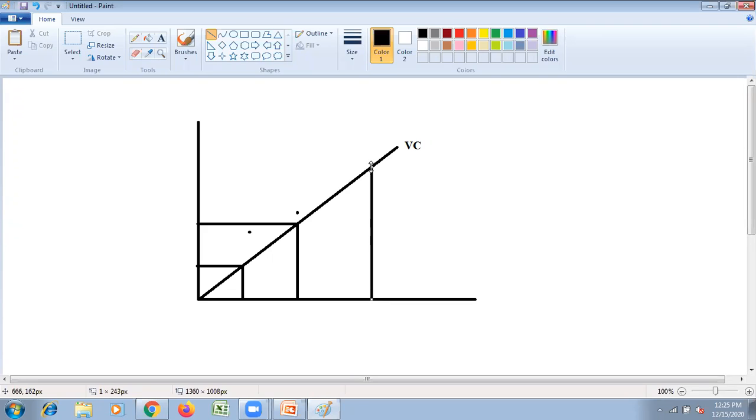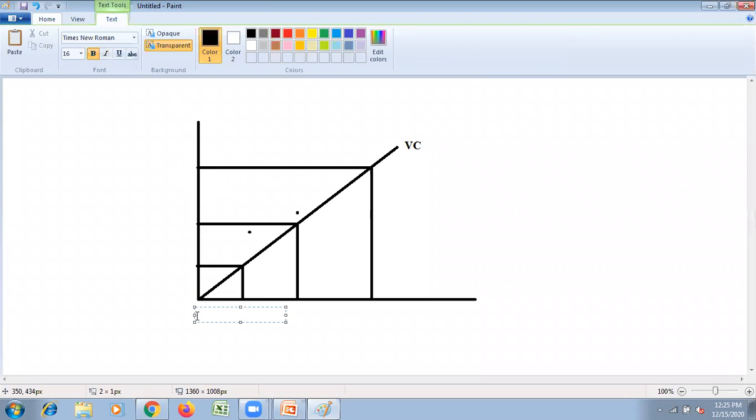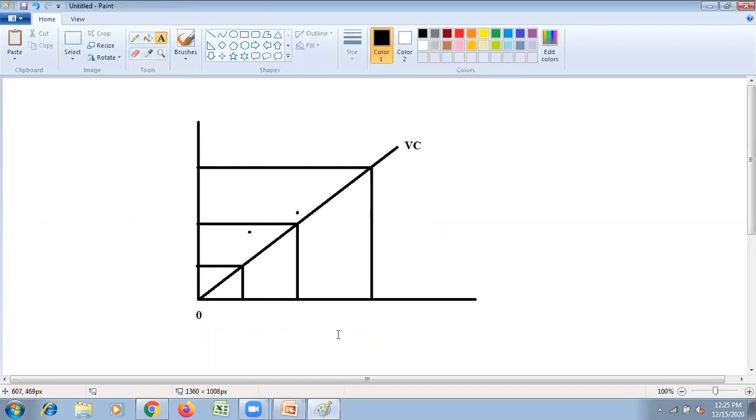So the variable cost changes with the changes in the level of output. Let's say output is zero here. If output is zero, what is the variable cost? Variable cost is also zero at zero level of output.